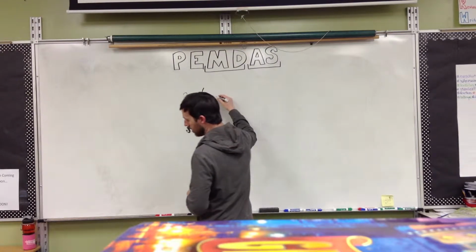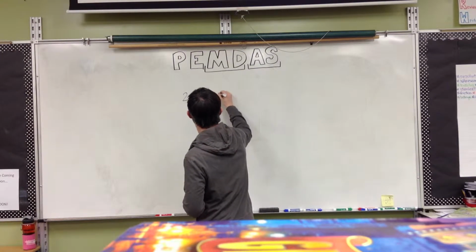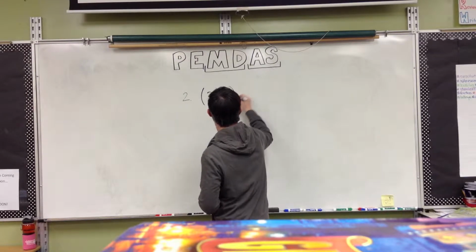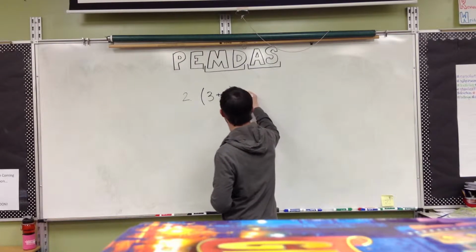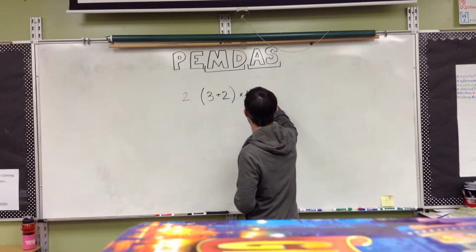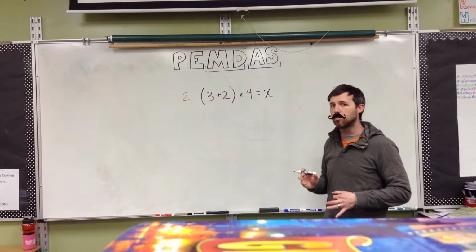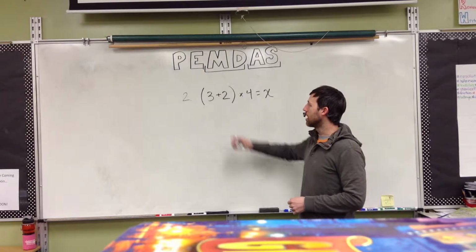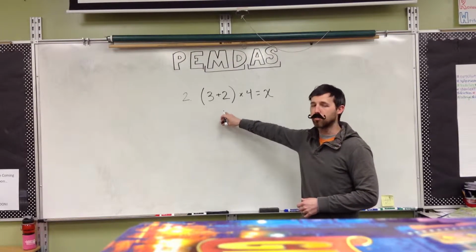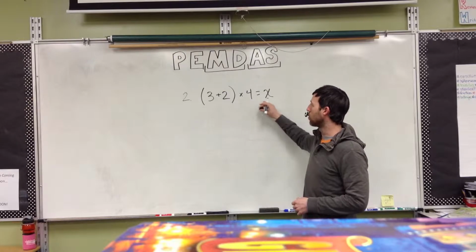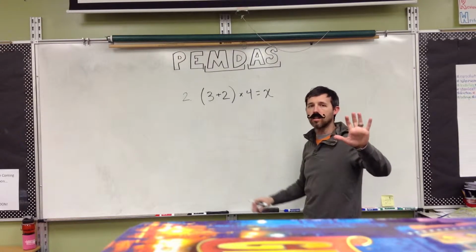Now this one's going to use the exact same numbers. All we're going to do is put parentheses in a different spot to see how it could possibly be a different answer. So now we have 3 plus 2 inside of parentheses, and then times 4 equals x. So go ahead and pause and get this worked out on your own.